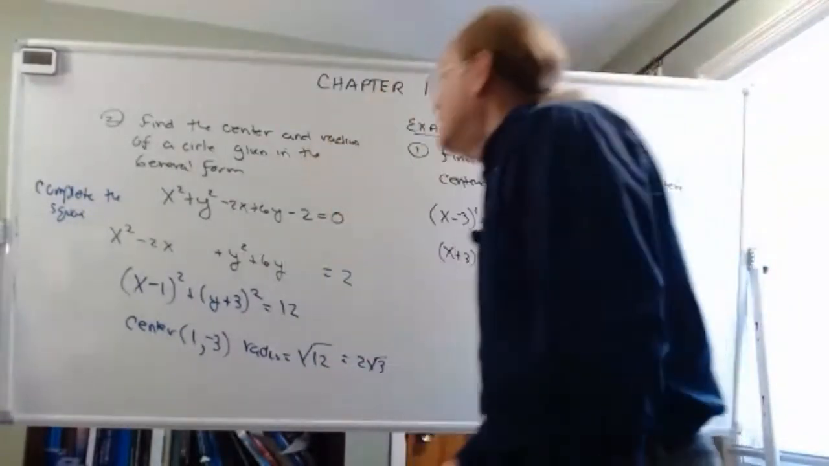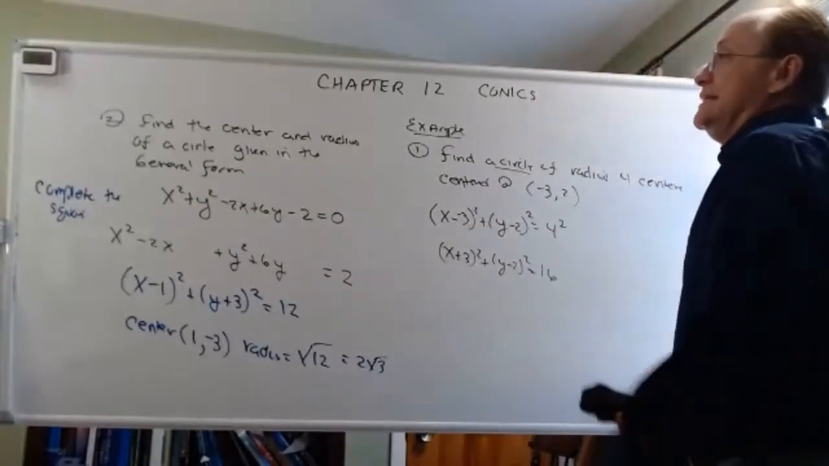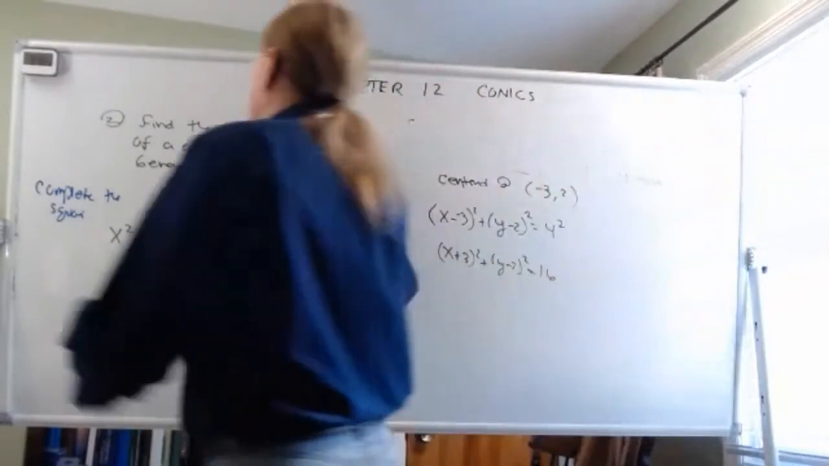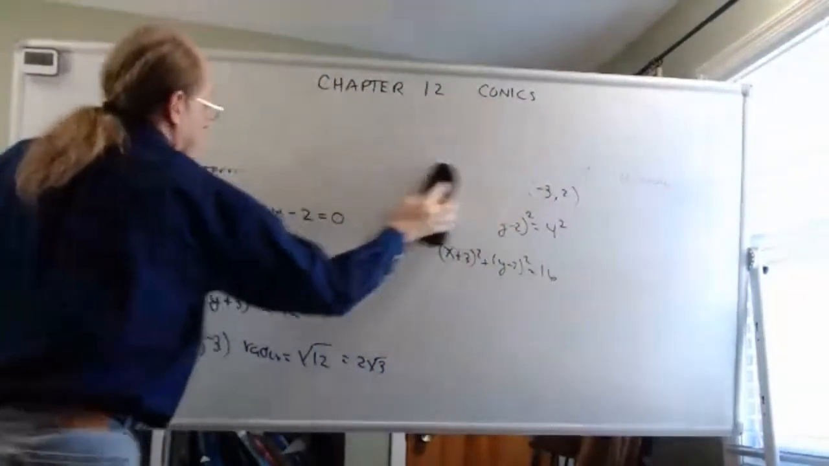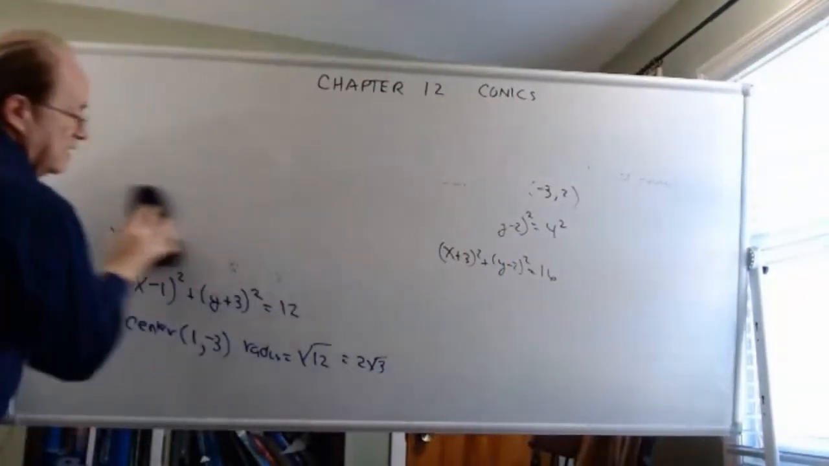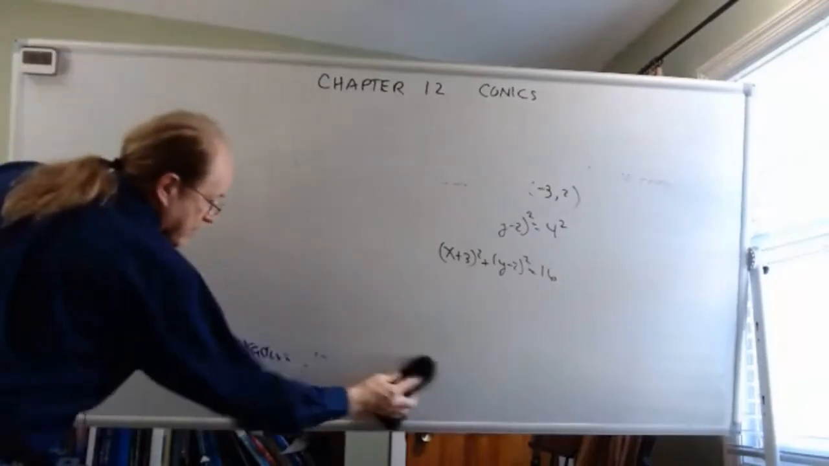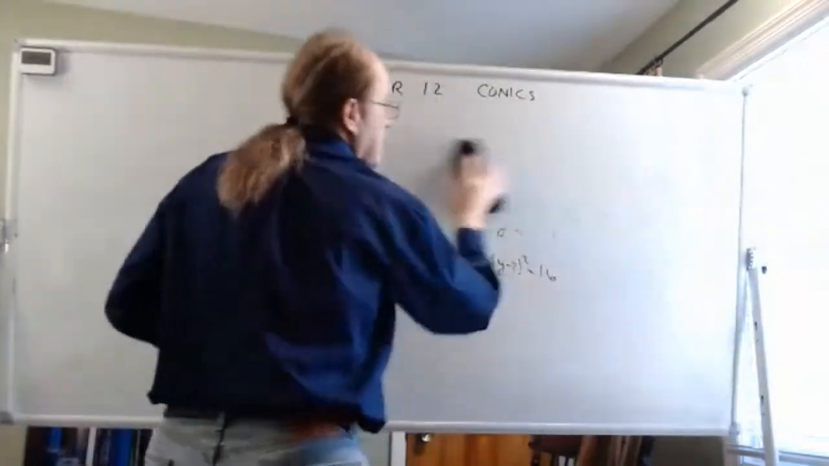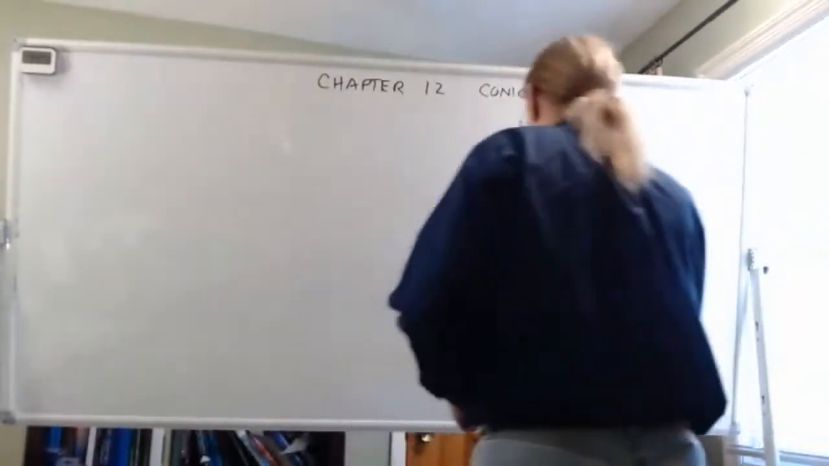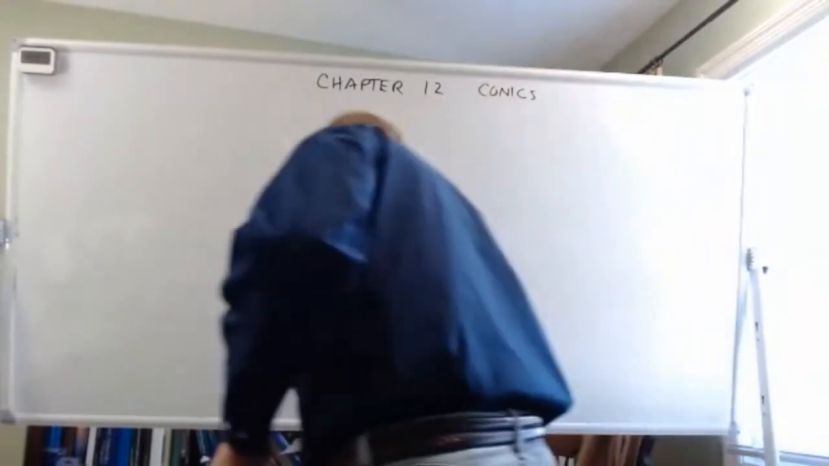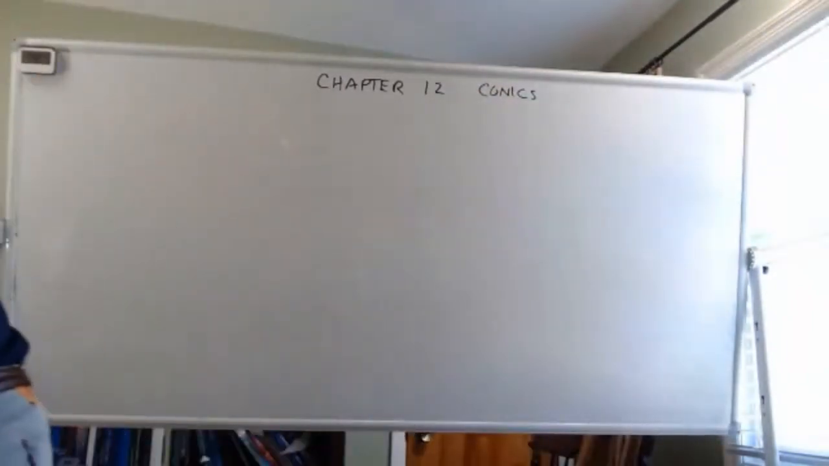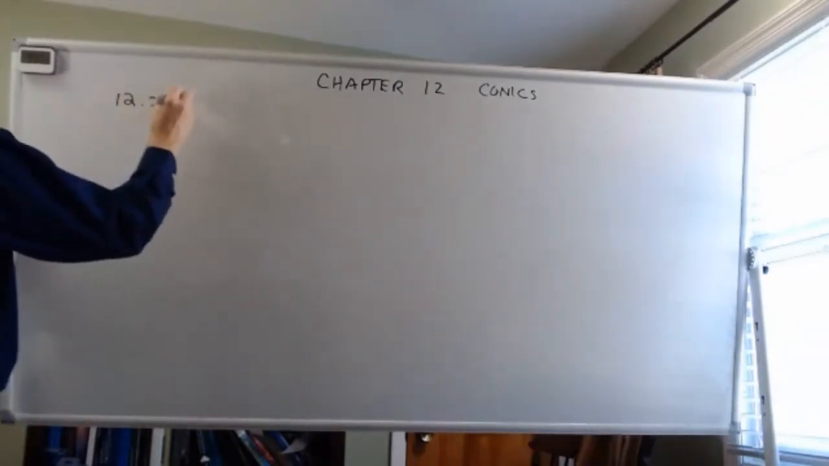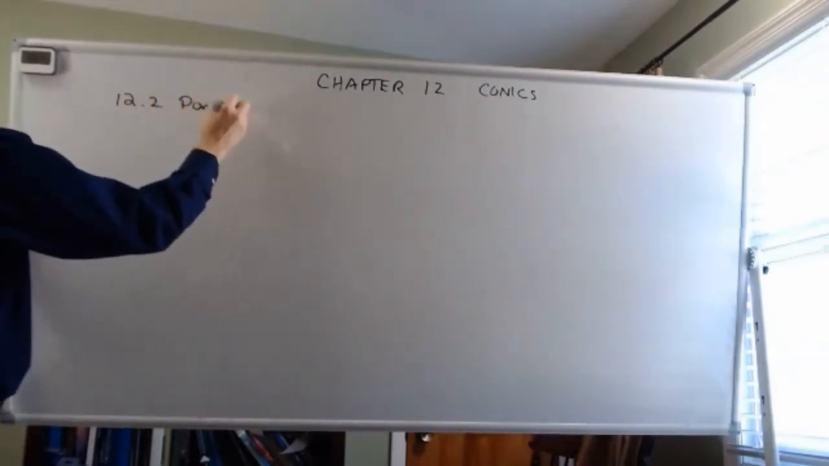Okay, so let's take a look at the next conic section. That was the circle, which is 12.1. Today we're going to look at 2 conic sections. And the next class is the ones that are parabolas. This gets a little more complicated now. The circle is the easiest one by far. So the next thing is a parabola. So 12.2, all about parabolas.